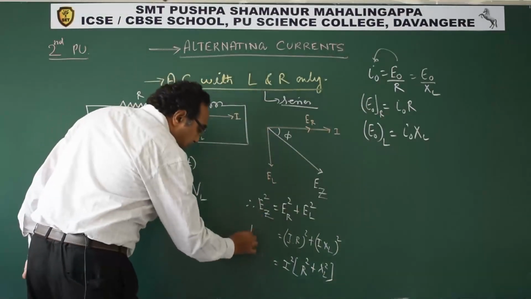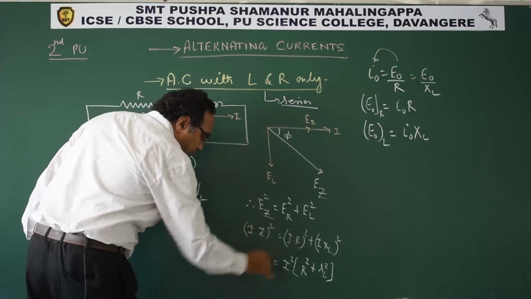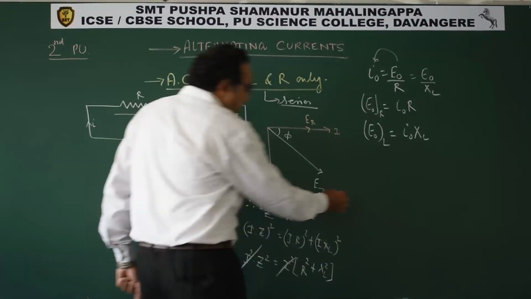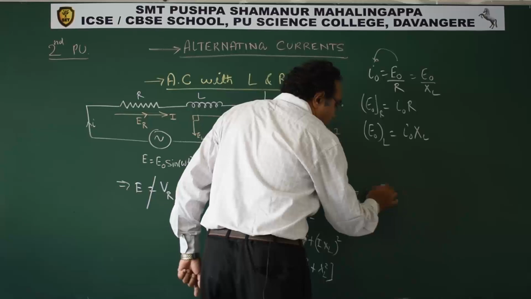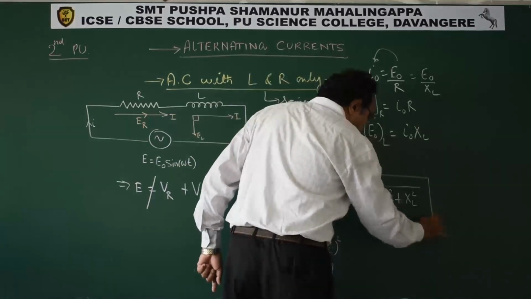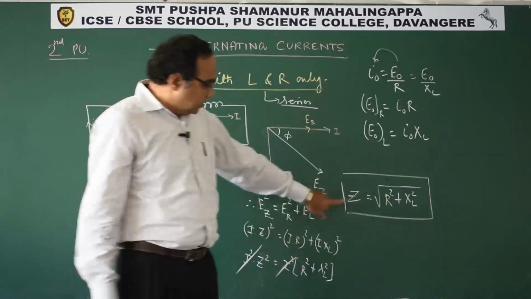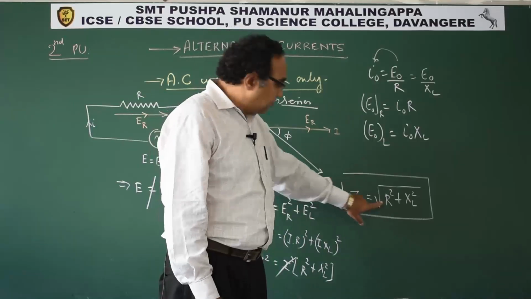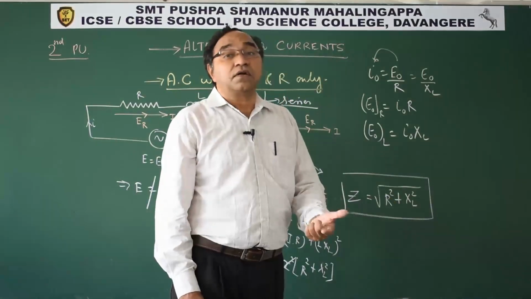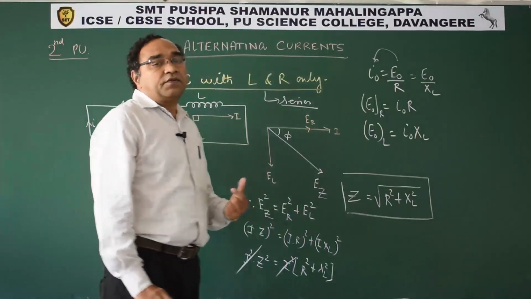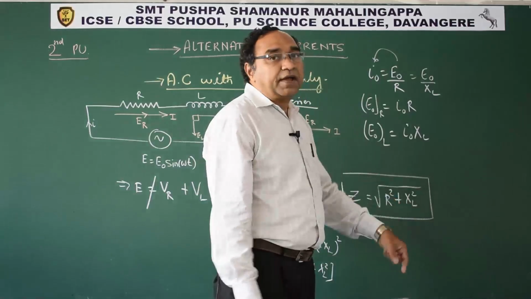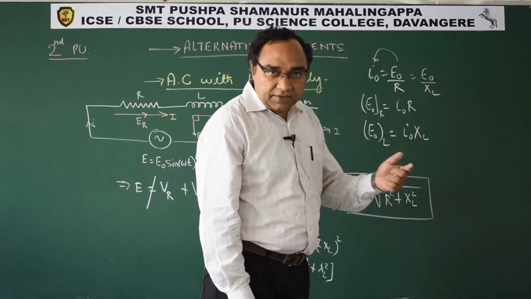Now I can write this as I into Z. What is this Z? So we get Z as root of R square plus XL square. What is this Z? Closely observe. This Z is made up of what? It is made up of R. R is what? Resistance. It is made up of XL. And XL is what? XL is also resistance. It is known as inductive reactance. It is the resistance offered by an inductor to an AC.